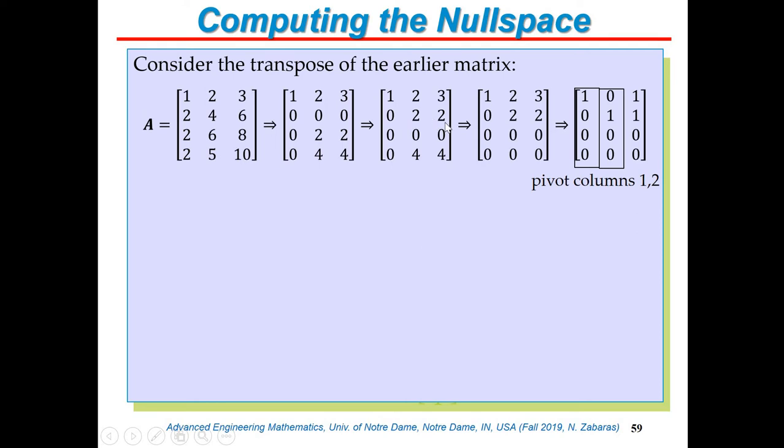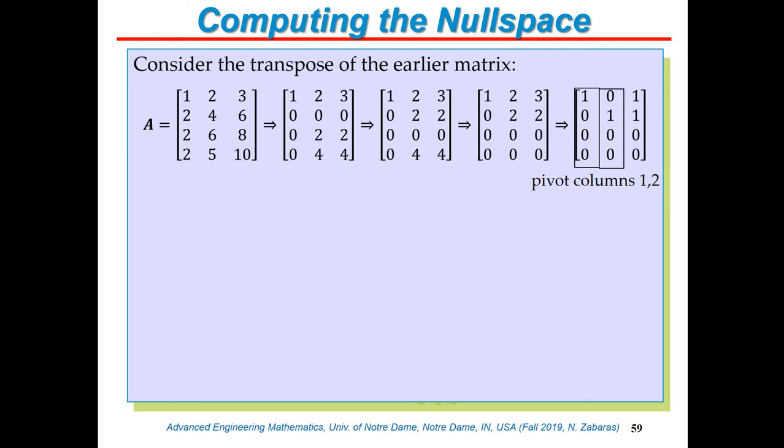So now what we're going to do is elimination of the fourth row, okay? If you subtract two times the second row from the fourth row, it will also disappear, okay? So in principle, you can see that the fourth row is a linear combination of the first two rows, okay?